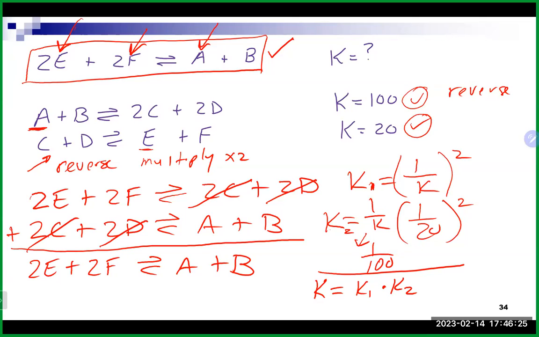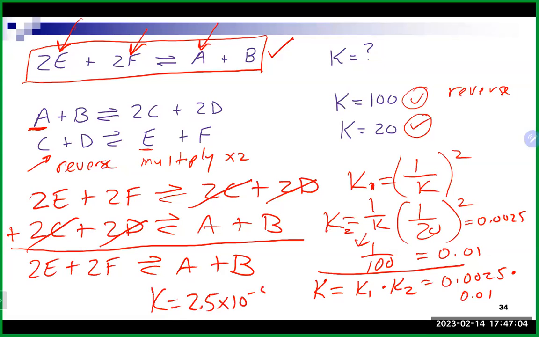That gives us 0.0025 when we do this guy here. We also reverse the other equation, which is 1 over 100, which gives us 0.01. So those are the numbers we're going to multiply. And if we do that, we get a K value for this guy of 2.5 times 10 to the minus 5.